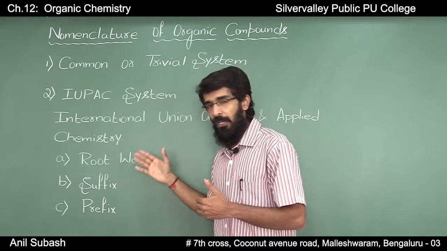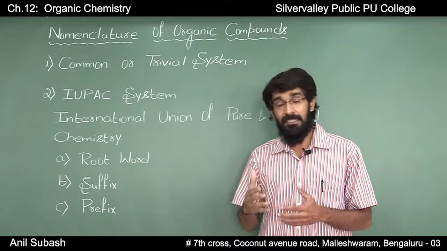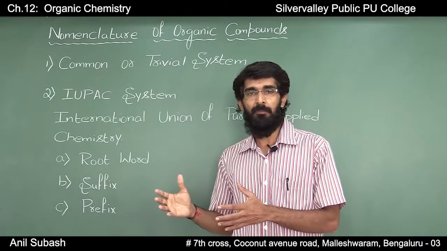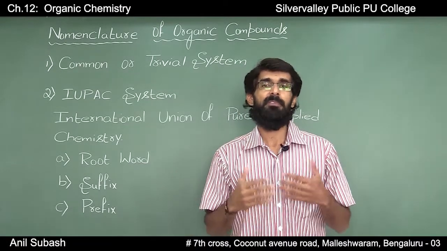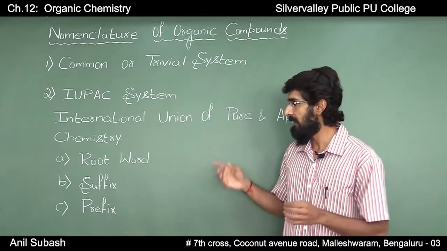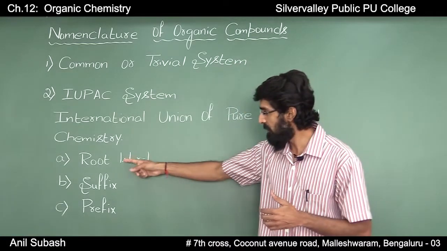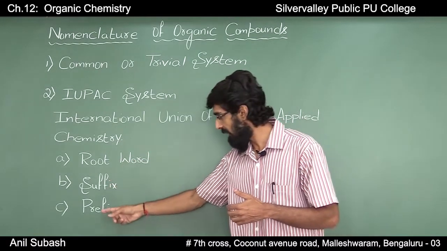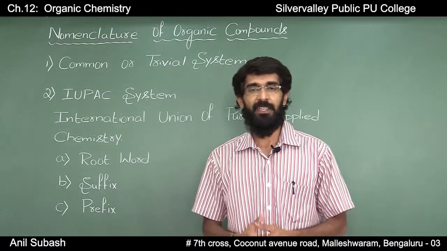While in the IUPAC system, or the International Union of Pure and Applied Chemistry, the name of the organic compound is derived from the parent hydrocarbon and the functional group which it contains, and the IUPAC name consists of three parts. First one, root word, second one, suffix, and the third one, prefix.